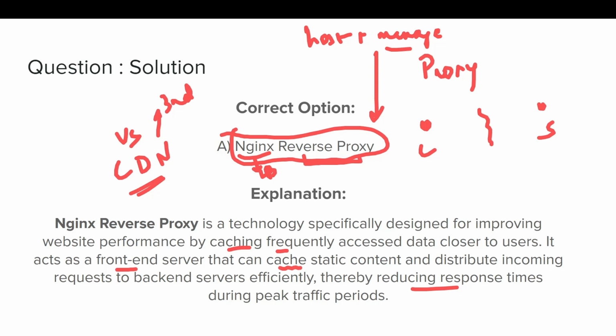A CDN is more of a global edge server setup, where you access it from multiple geographical locations. So from a global perspective, a CDN is useful. But if you want to manage it on your own, then use an Nginx reverse proxy. That is the reason why I have included this question.